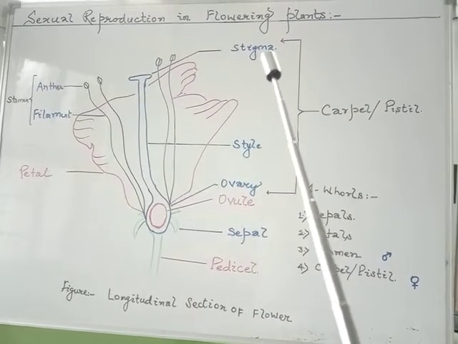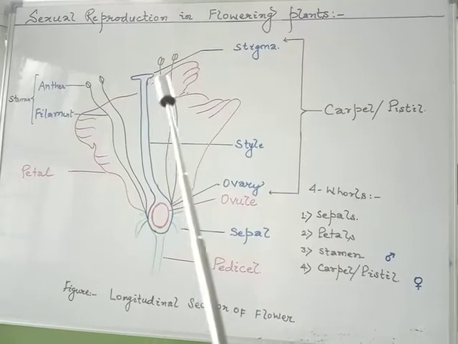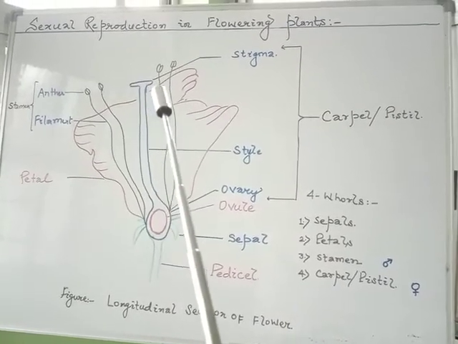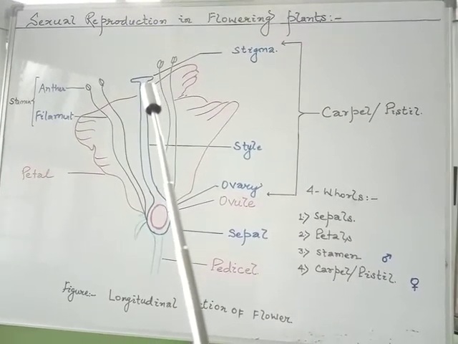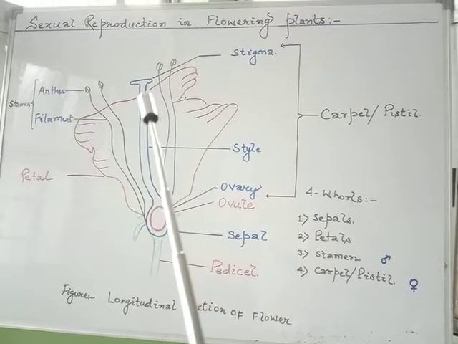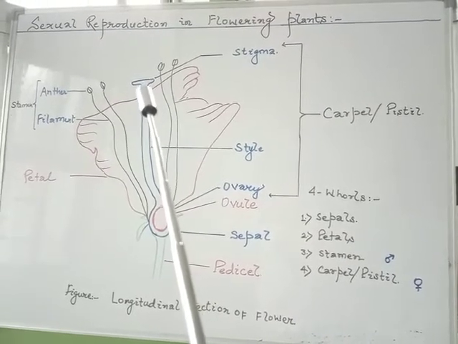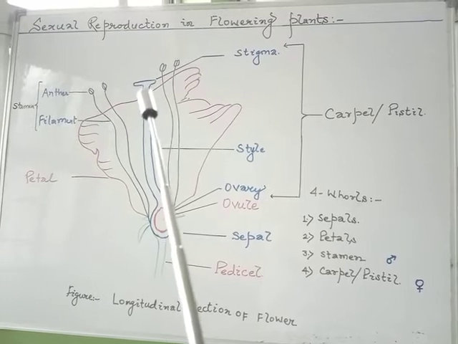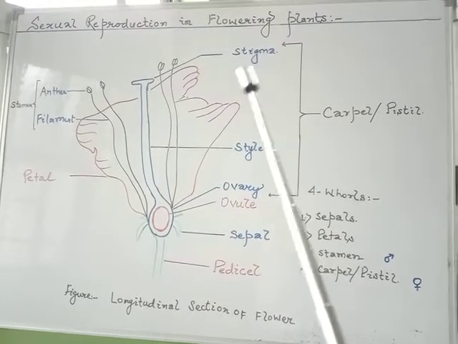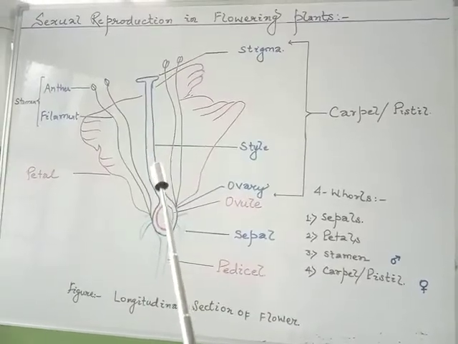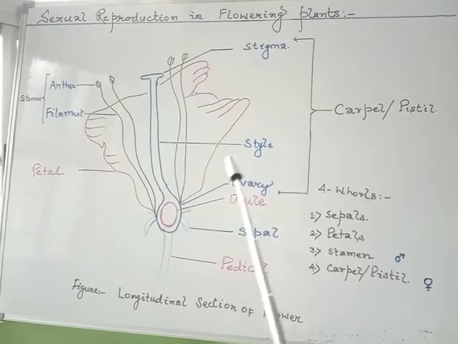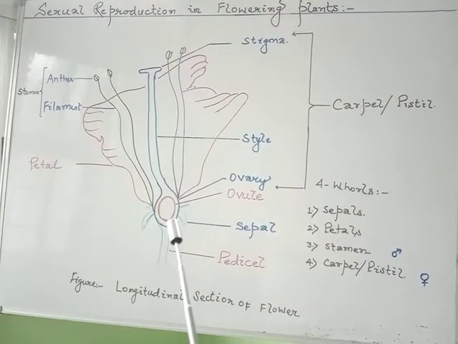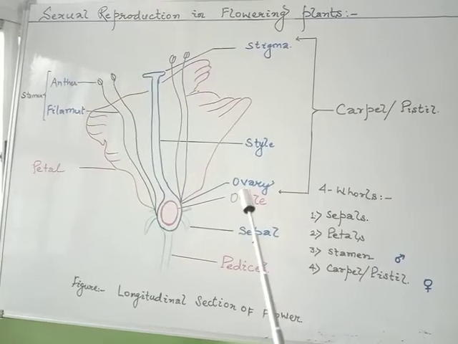it has three parts: the flat receptive surface for receiving the pollen, which is called the stigma, a long tube-like structure called the style, and a swollen base called the ovary.